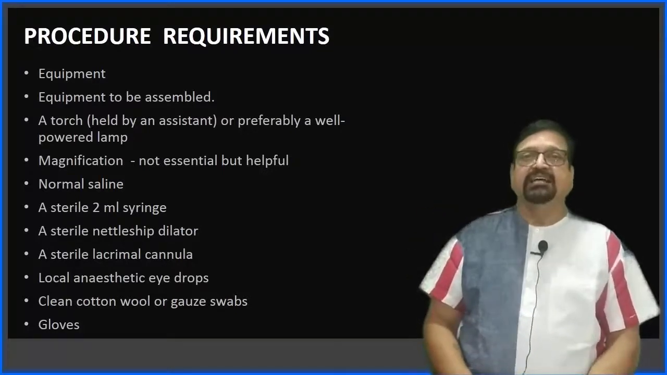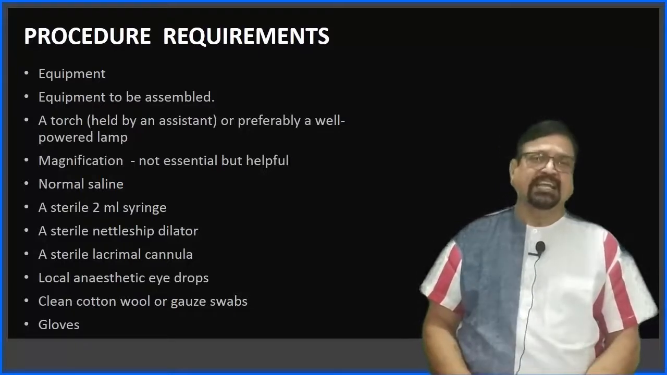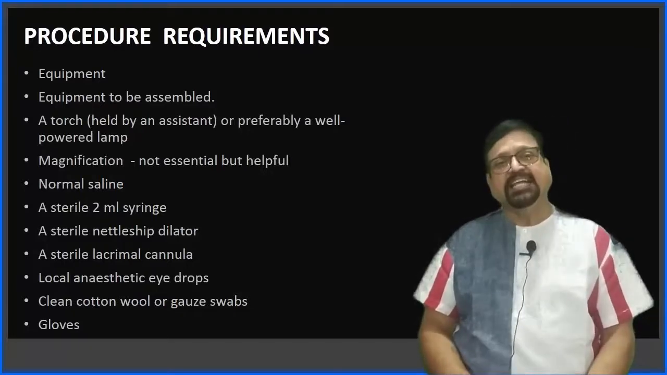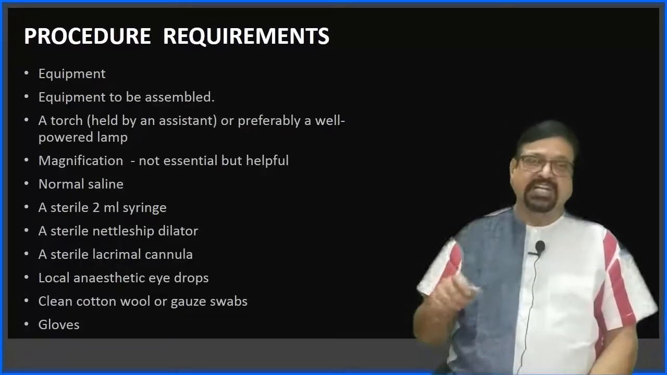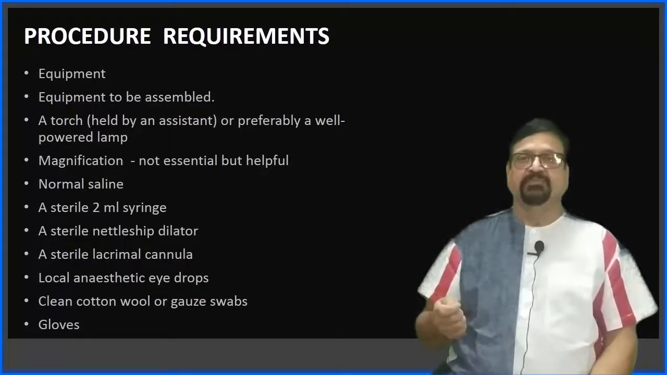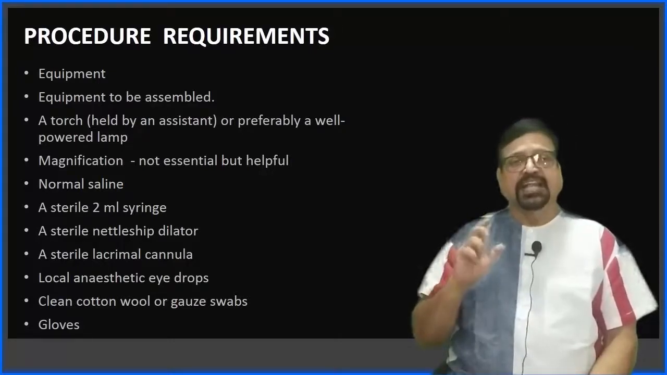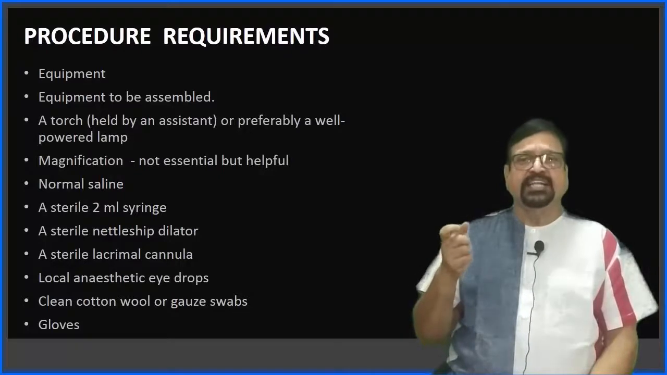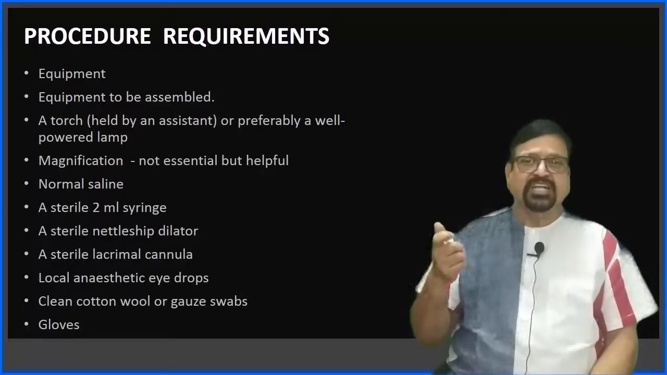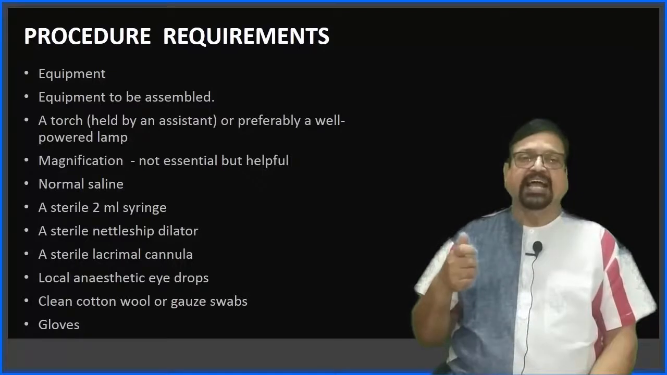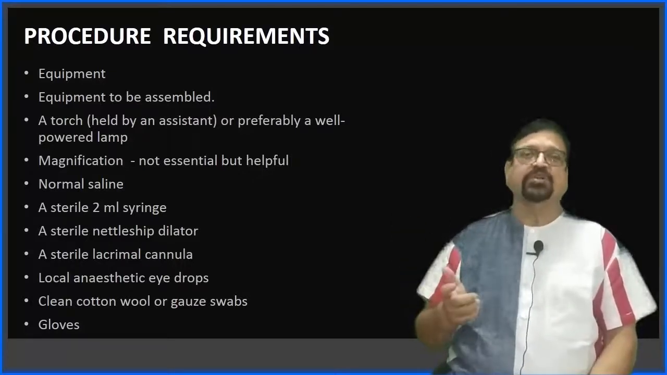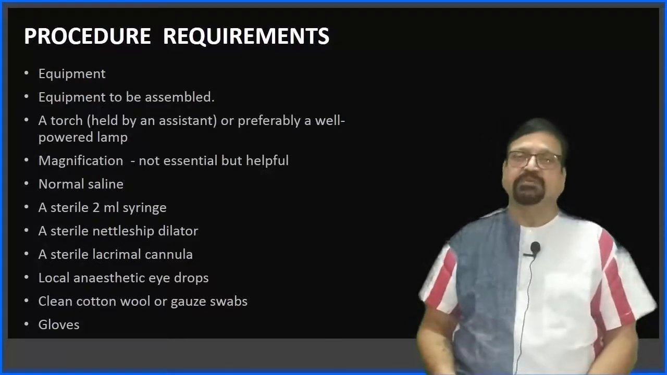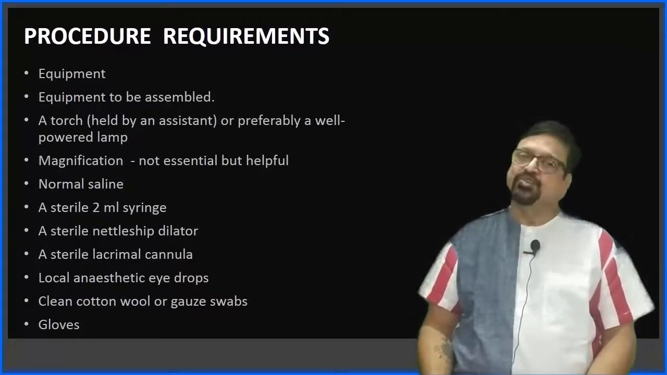Then magnification, not necessarily, we are not using it. Normal saline, that also is not a requirement, but sometimes people use it after the procedure to flush the system. Then sterile 2 ml disposable syringe we use. Then needle shifts, dilators, a sterile lacrimal cannula. Then anesthetic drop, yes, we are using a local anesthetic drop. Then clean cotton, that is sterilized cotton what we give, and the gloves. This is what is required. Not much really instrument or much really expensive things are required here.